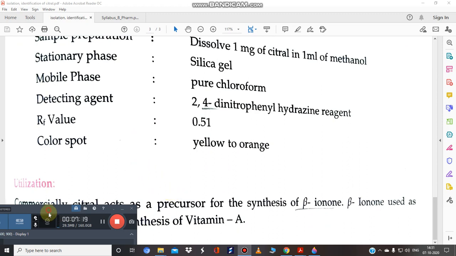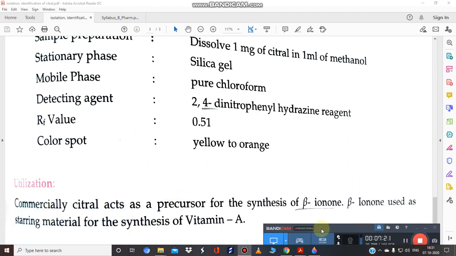And we know that in this book one important use of citral is given. Citral is very useful for the synthesis of vitamin A. In the synthesis of vitamin A, one starting material, or precursor, is used, that is beta alanine. So beta alanine is synthesized from citral, and then vitamin A is synthesized. Okay, so I think this is clear.